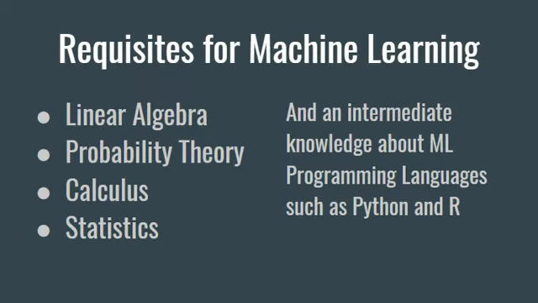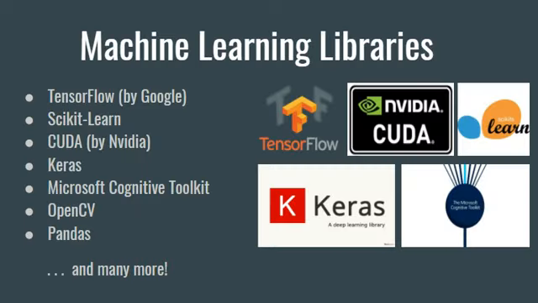Now that we know what is machine learning, let's take a look at what is the requirement for learning machine learning. Of course, machine learning involves a lot of mathematics like linear algebra, probability theory, calculus, and statistics. And also, the user has to have an intermediate knowledge about machine learning languages such as Python and R.